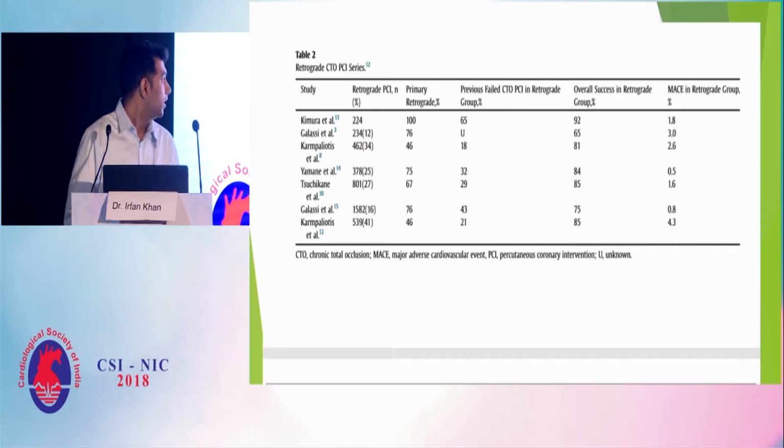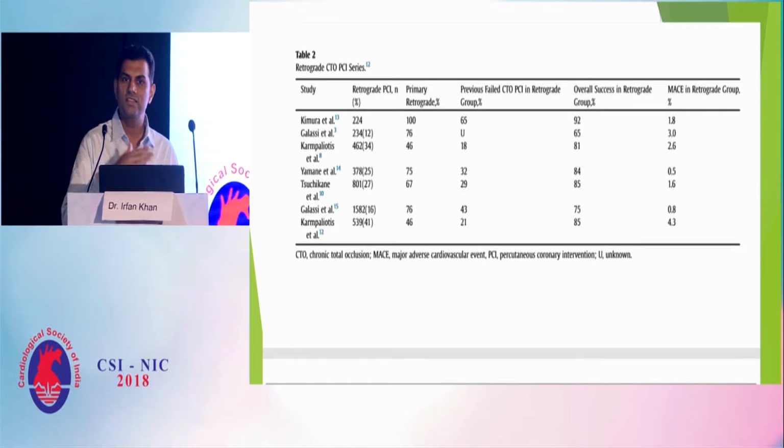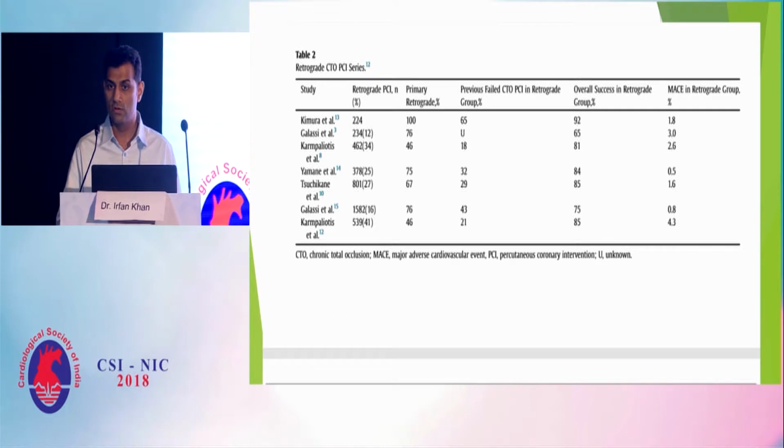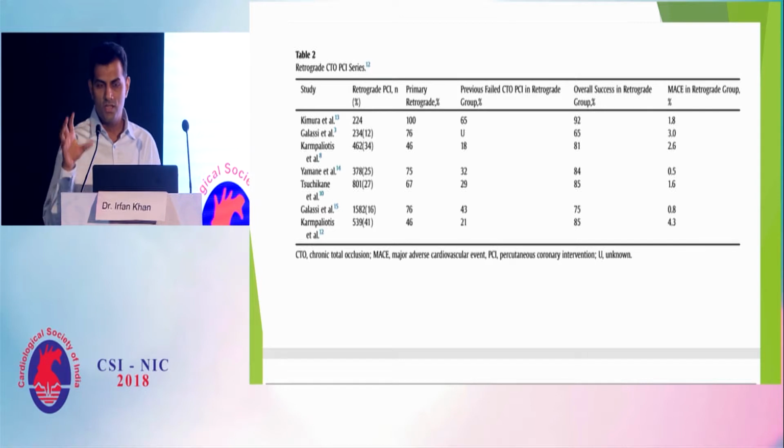If you look at the retrograde CTO PCI series, in antegrade cases we had a success rate of around 60 to 70%, but with the introduction of retrograde techniques, success rates have increased to around 80-90%. In Japanese series, it's probably around 90-92%. Regarding complication rates, in major centers doing a large number of cases, maybe more than 50 retrograde cases a year, MACE rates are less than 5%, while people doing fewer cases have more incidence of major adverse cardiovascular events. So that is the basic difference.